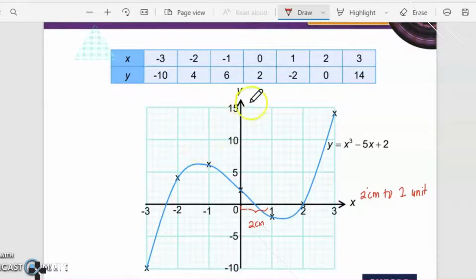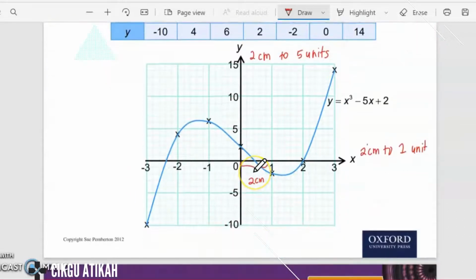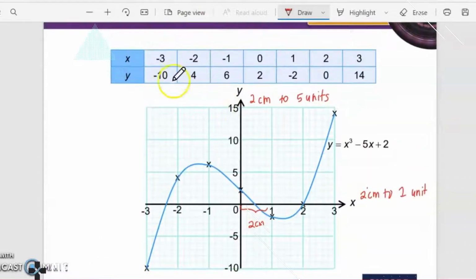Okay, for the y-axis, as you can see here, the scale is 2 centimeter to 5 units. That is for the y-axis. Okay, so once you have the scale, we just plot the points. We have the first one, negative 3, negative 10, so located here. And then negative 2, 4, and then negative 1, 6.